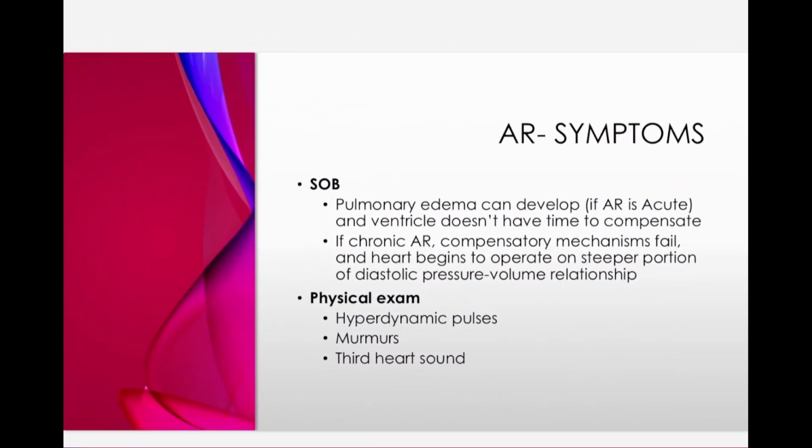So symptoms of aortic regurg: shortness of breath, pulmonary edema. If it's acute, you go to flash pulmonary edema due to the overload when the ventricle can't compensate. If they have chronic aortic regurgitation, if those compensatory mechanisms fail, they'll start operating on a steeper portion of that diastolic pressure-volume relationship, giving you shortness of breath.